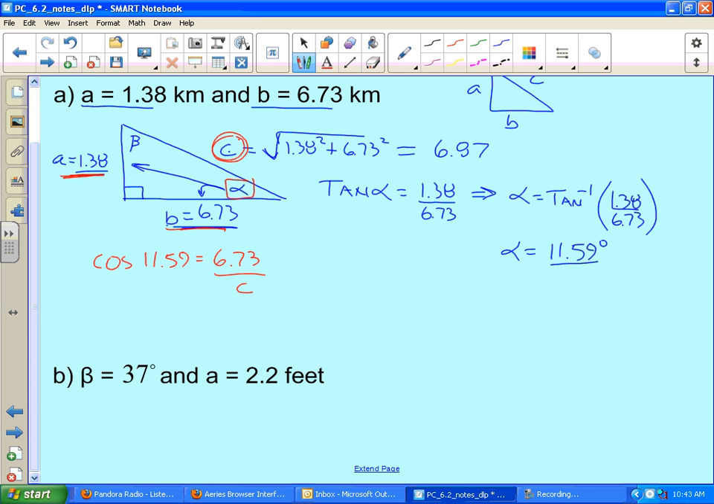Yeah. And then get the C out of the denominator. Multiply both sides by C. And we get C times the cosine of 11.59 is equal to 6.73. And now I have to divide by the cosine of 11.59. So how do we do that?